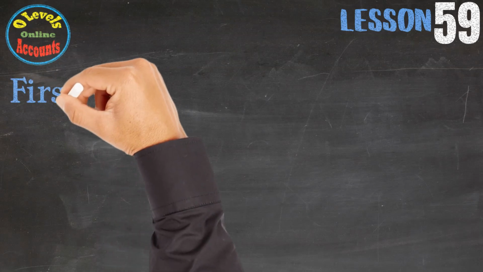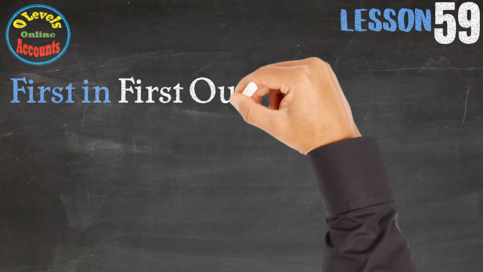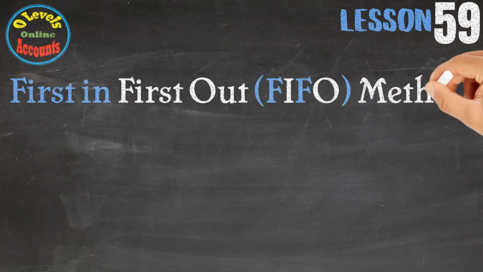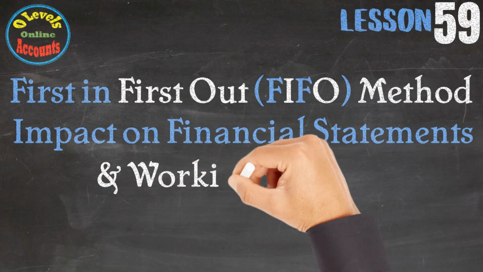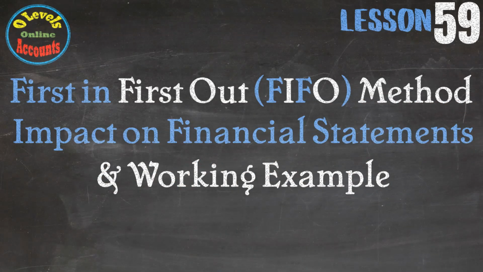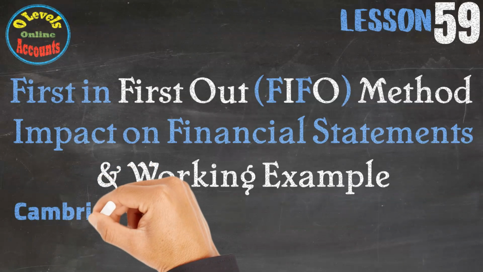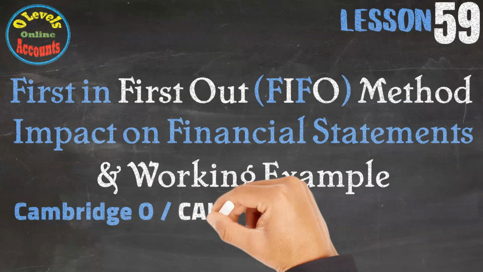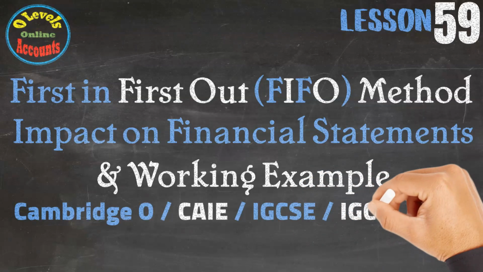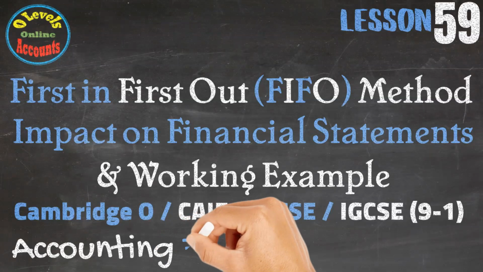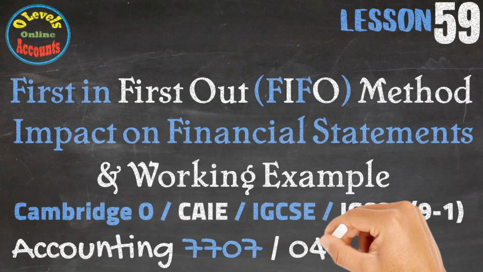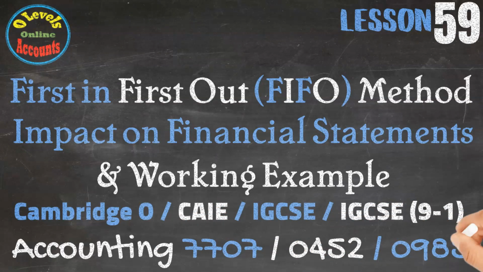In this video, we will discuss the First-In First-Out method's impact on financial statements and its working examples. This video series is helpful for those students who are appearing in Cambridge O-Level upcoming exams, either in June or November, through CAIE or IGCSE 9-1, for accounting 7707, or 0452 or 0985. Let's begin the lesson material.